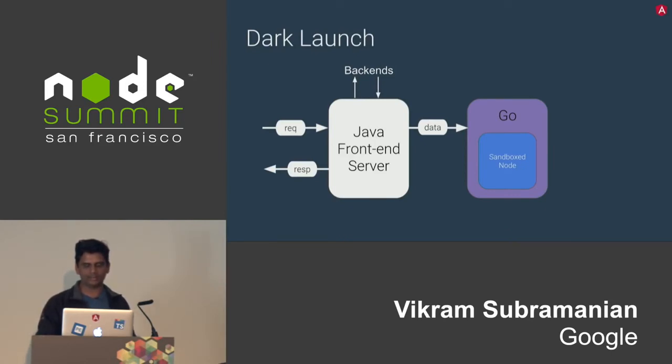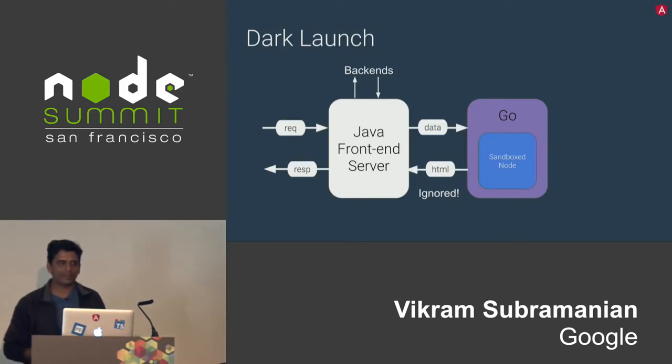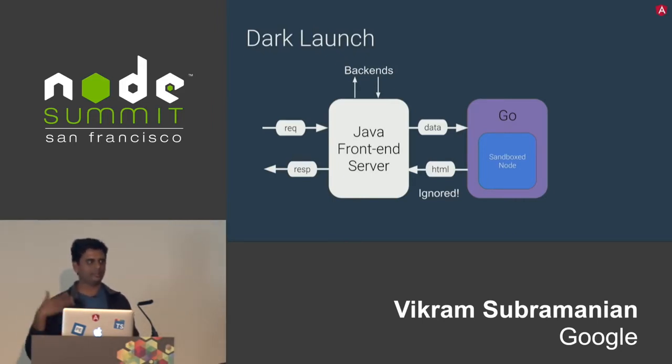And the Node renderer would still do the server-side rendering and return back the result, but the result would just be ignored. So this provided us a good way to test it out in a real production environment, even though we had done stress testing in a limited environment, without actually disrupting the production setup, right?